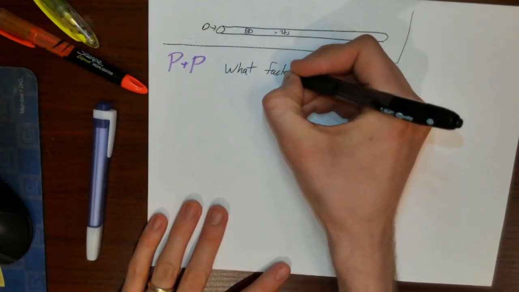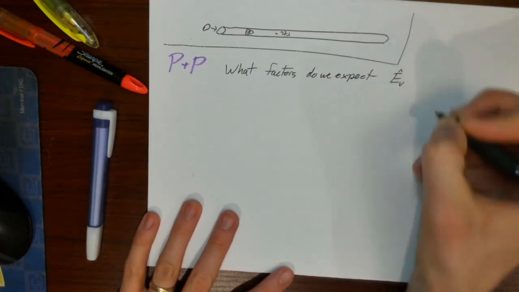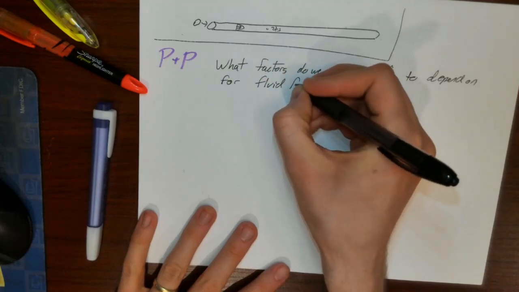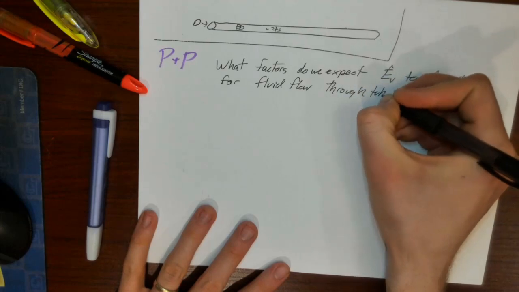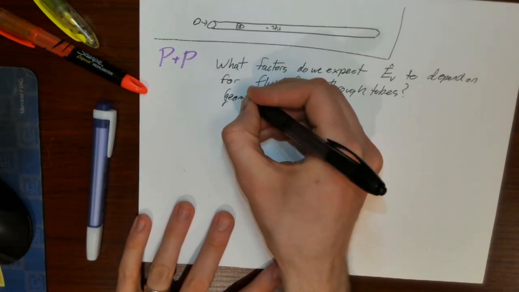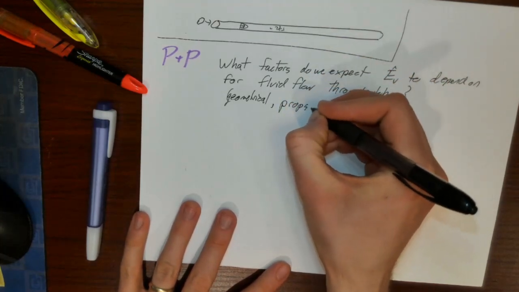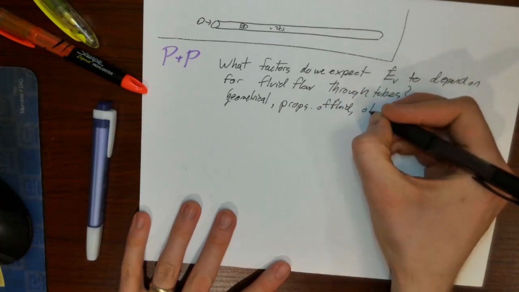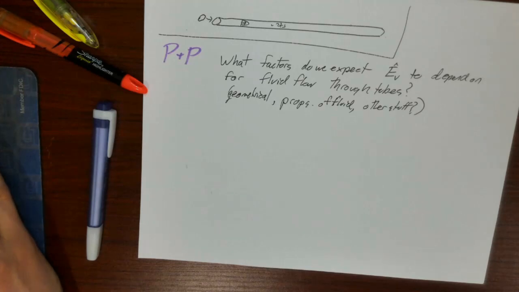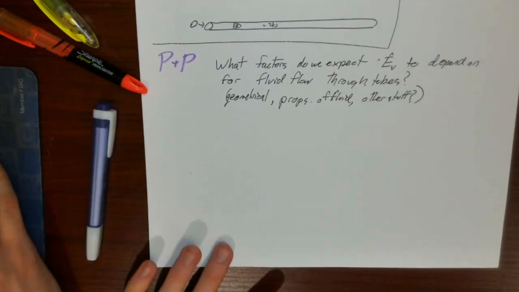What factors do we expect the viscous losses per unit mass to depend on for fluid flow through tubes? This might, for example, be geometrical factors, like some things relating to the geometry of the tube, properties of the fluid, other stuff. So what sort of factors do we expect these viscous losses to depend on? Take a moment now, pause and ponder. What do you expect the energy dissipation of pumping fluids through tubes might depend on?